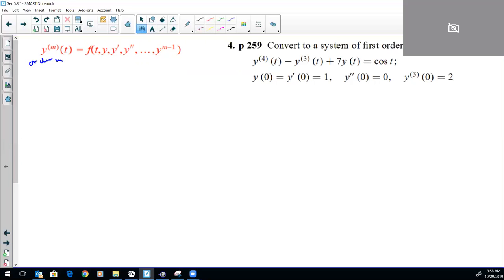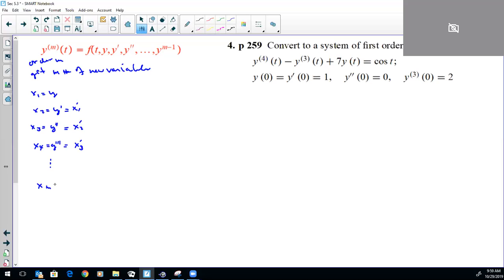Okay. Now, based on the order of the DE here, this is an order m, you're going to have m number of new variables. And we start this way. x1 is going to stand for our function y. x2 will stand for the derivative of y, but notice that that's the derivative of x1. x3 will be the second derivative of y, but that's just the first derivative of x2. x4 is the third derivative of y, which is just the first derivative of x3. That's supposed to be a 3 there. So you keep this up.